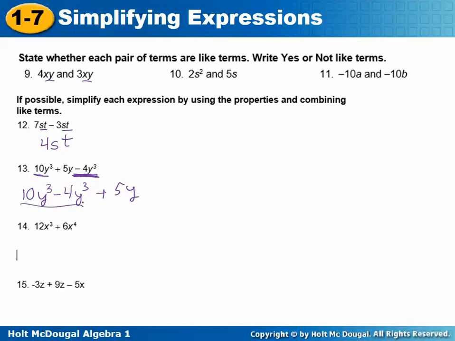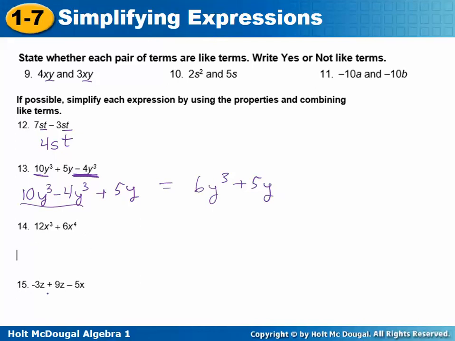10y cubed minus 4y cubed, you just take the 10 minus 4 and get 6y cubed. Don't change the y cubed. And then you just rewrite the 5y after that. That didn't have anything to go with, but you still have to write it down as part of your answer. If there is no like terms, then just rewrite the problem.